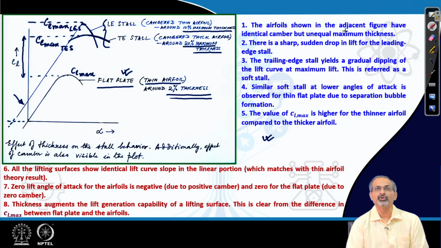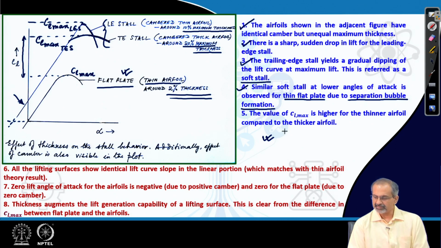The airfoils shown in the adjacent figure have identical camber, but unequal maximum thickness. There is a sharp sudden drop in lift for the leading edge stall case, that is for the comparatively thinner airfoil. The trailing edge stall yields a gradual dipping of the lift curve at maximum lift. This is referred to as a soft stall. Similar soft stall at lower angles of attack is observed for thin flat plate, but due to a different phenomenon, that is the separation bubble formation. It is not due to the trailing edge stall. The value of CL max is higher for the thinner airfoil compared to the thicker airfoil. So, you would have noticed the difference between these two levels.